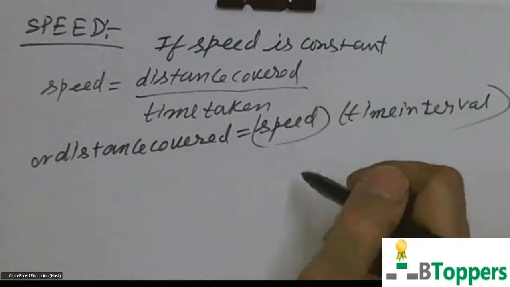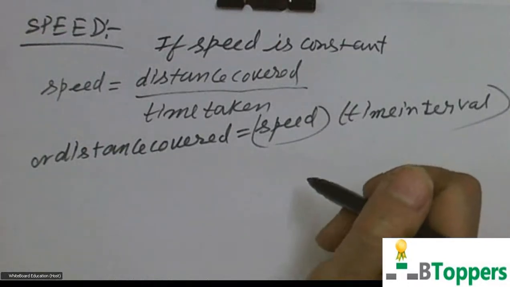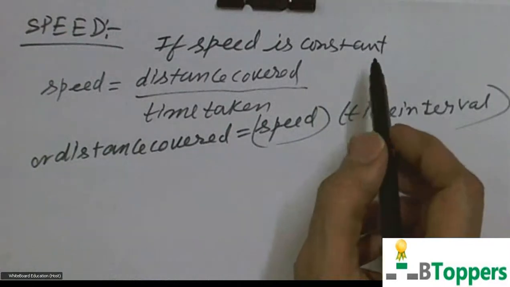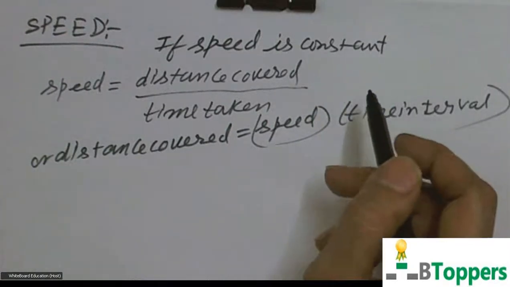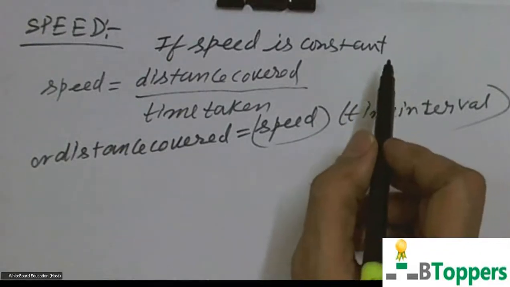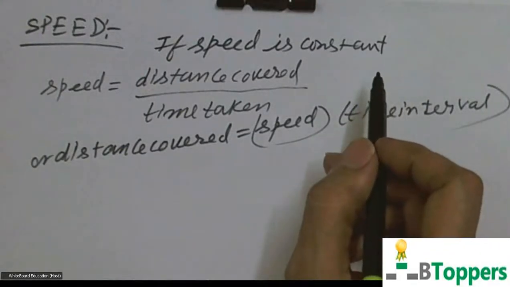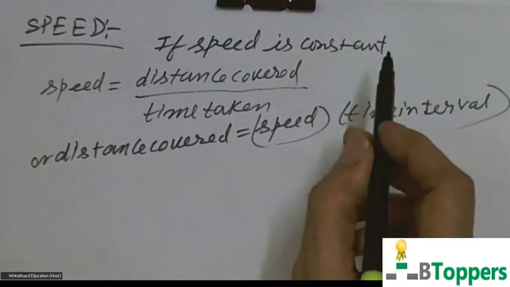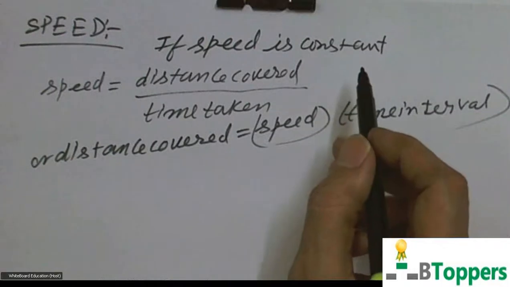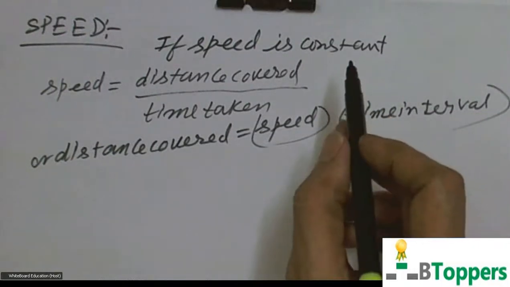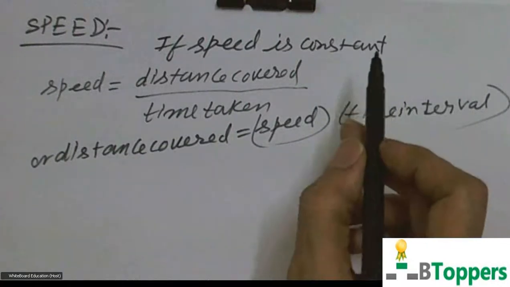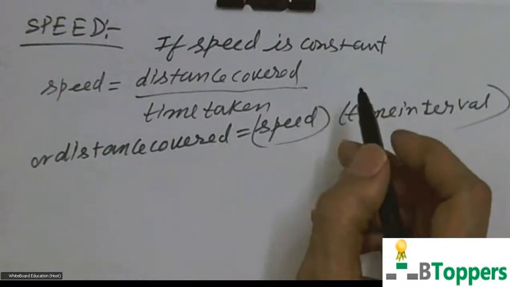Distance is a scalar quantity, therefore speed is also a scalar quantity. But if a particle moves with constant speed, you cannot conclude that its velocity is also constant. Velocity is a vector quantity. Velocity of a particle is defined as rate of change of position vector of the particle, or rate of change of displacement of the particle.